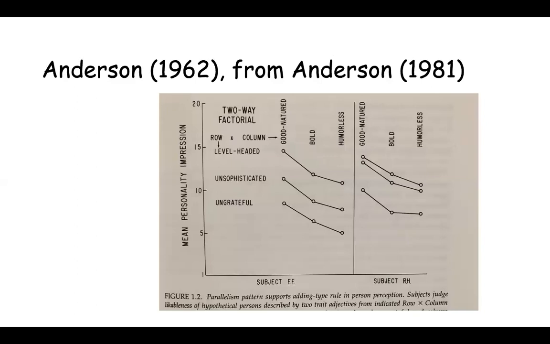Here's an example, Anderson 1962 data as reproduced in Anderson 1981. Here's a factorial design, or at least a two-way factorial design, where level-headed, unsophisticated, and ungrateful have been paired with good-natured, bold, and humorless. And the dependent variable is a mean liking of a person who might be described by those pairs of adjectives. And the curves in Anderson's experiment here are fairly close to parallel. And another subject, subject RH, is plotted over on the right, not quite as parallel, but Anderson then explained how the parallelism shows all these things about the data, and that's described in that 1981 book.